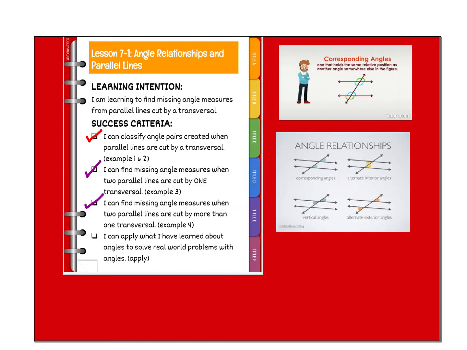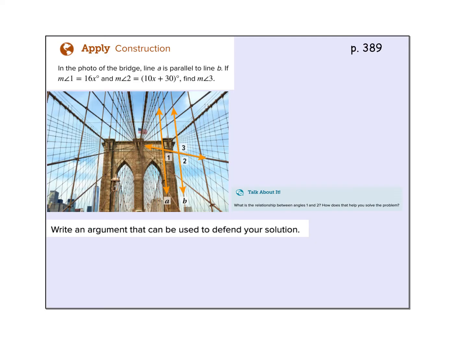All right, so today we are going to still be able to find missing angles when I have parallel lines cut by a transversal. Today we're going to solve some problems with angles. So we're going to kind of apply what we've learned the last couple days. All right, let's open your math book up to page 389 and let's try out this problem.